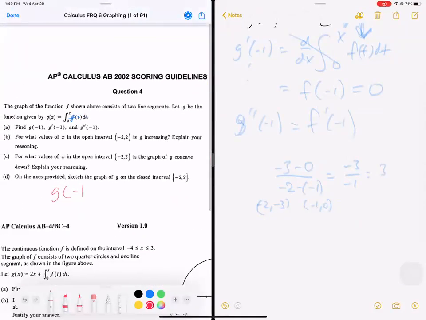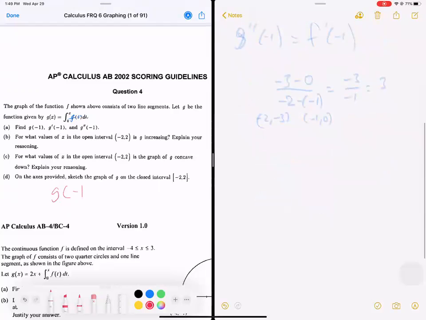So the follow-up question is, for what values of x in the open interval from negative 2 to 2 is g increasing? Okay, g is increasing. Now, how do I know when g is increasing? Does g increase when it looks like this, or it looks like that? Well, increasing implies a positive slope. Okay, our values are getting larger. Decreasing implies a negative slope.